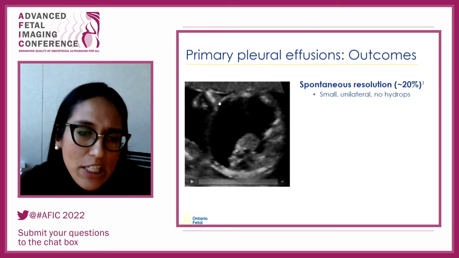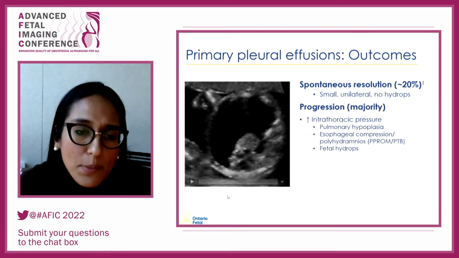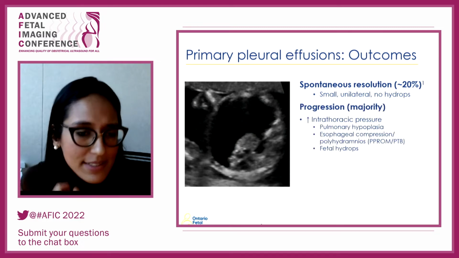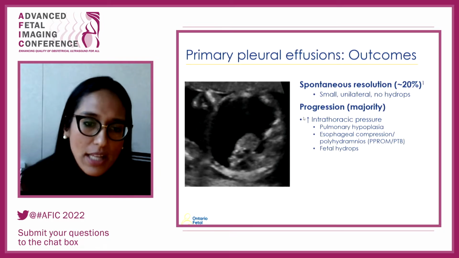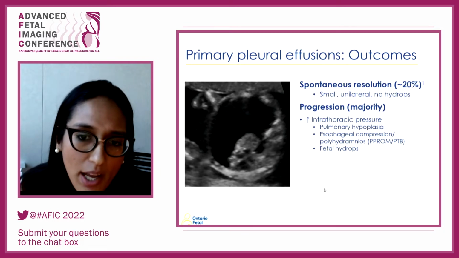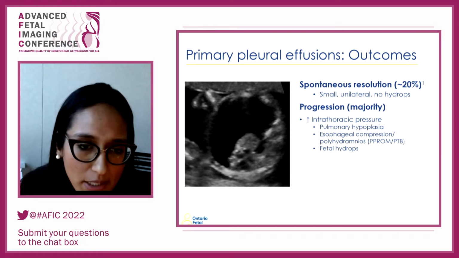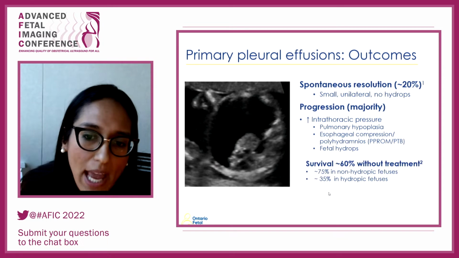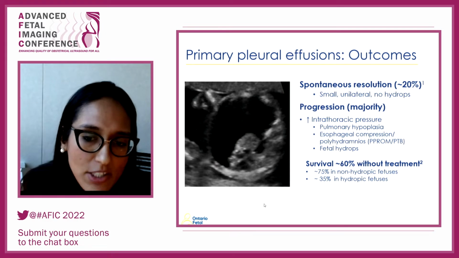The image on the screen here is not an effusion that's going to resolve on its own. This is only going to get worse, and most of these will actually progress. What happens is that you get increased intrathoracic pressure. This pushes on the lungs. We get pulmonary hypoplasia. We also get esophageal compression with swallowing issues and polyhydramnios, as well as fetal hydrops. About 60% of these will survive without treatment, and especially in the hydropic fetuses, there's a high chance of mortality with only about 30% surviving.